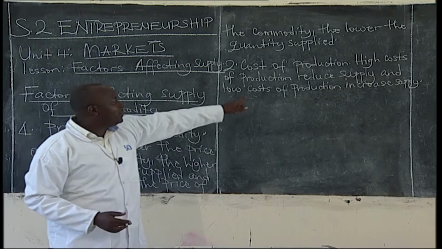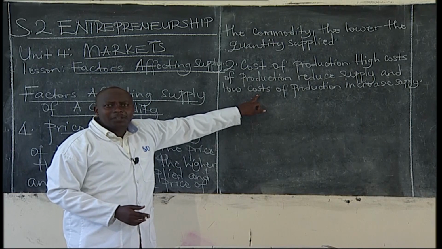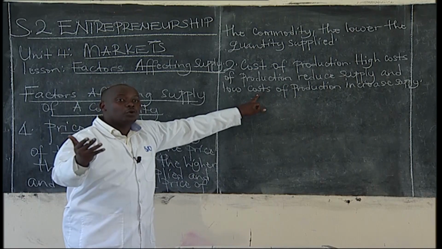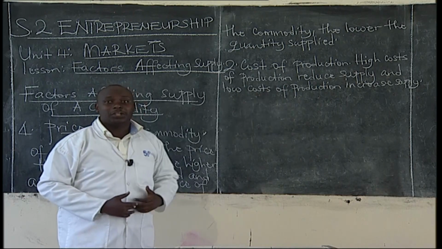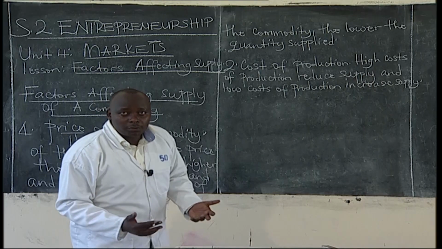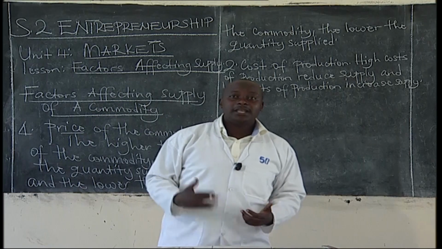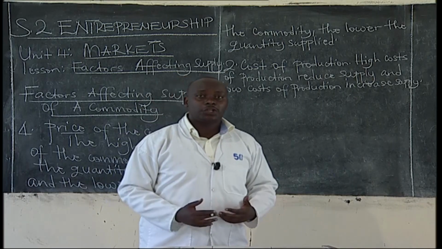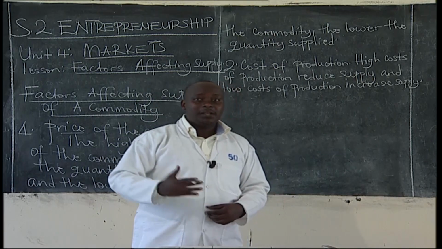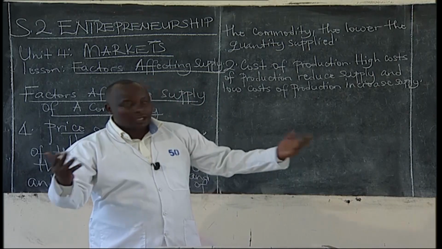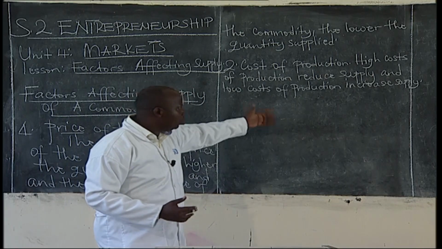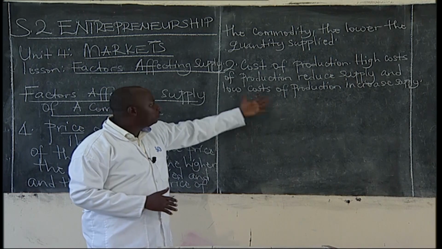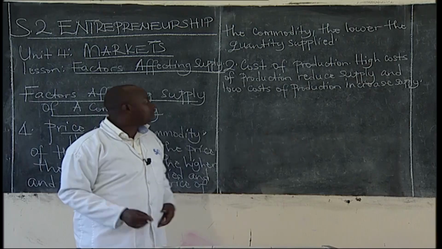Now, if the cost of labor is high, you may end up employing few workers and you're not able to produce more output, especially when you're using labor-intensive technology. On capital, if the cost of capital is high, the interest rates are high, people will be scared to borrow money from financial institutions to invest in production, which limits production, and the supply would not increase. But if the costs of production are low, this will lead to an increase in supply.